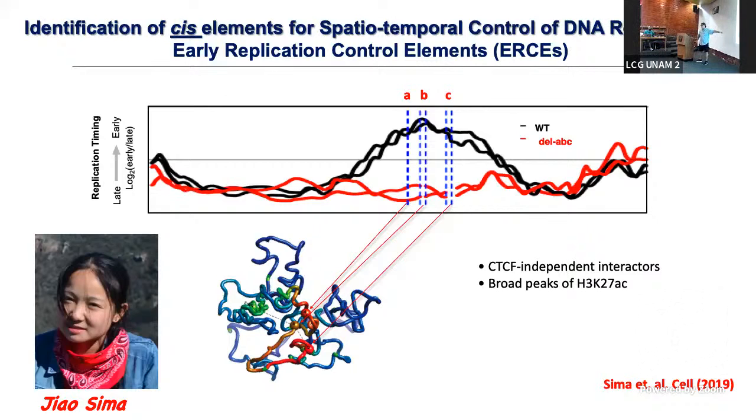And Zhao herself had shown earlier that CTCF knockouts have no effect on replication timing, which was kind of irritating to all the budding genome architecture people who thought CTCF was everything. But clearly it was not required for the replication timing program. So therefore, clearly not required for compartments in our interpretation. They had broad peaks of H3K27 though, and they were interacting.